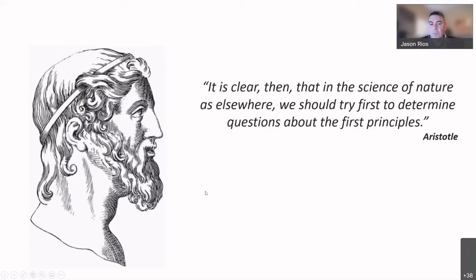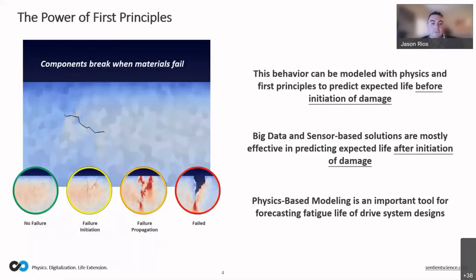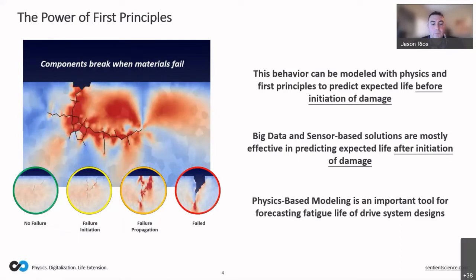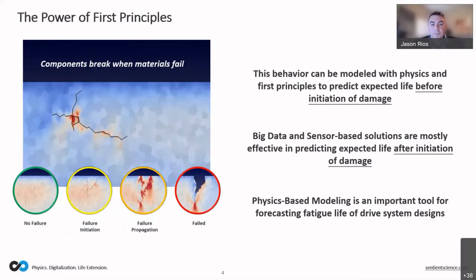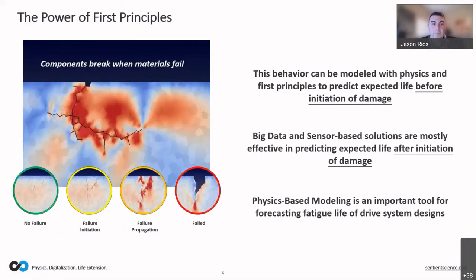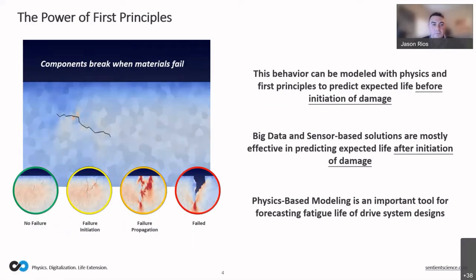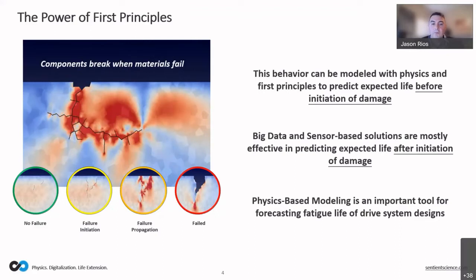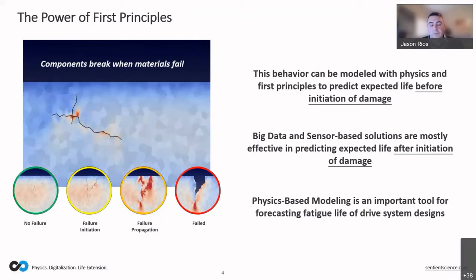So why is this important? Well, fundamentally, components will break when their materials fail. And this is a behavior that can be modeled with physics and first principles to be able to predict the initiation of damage before it occurs, versus waiting for it to occur and show up on a sensor.